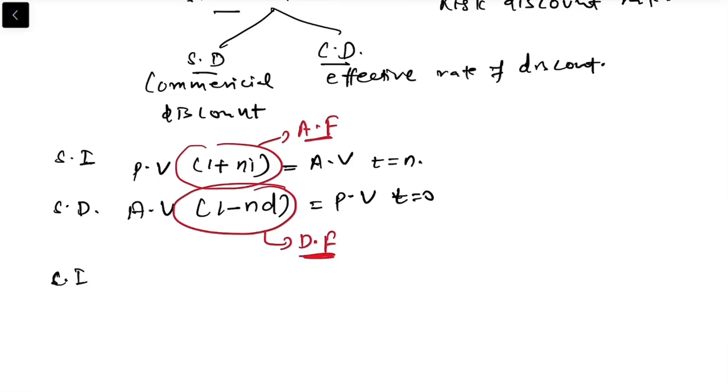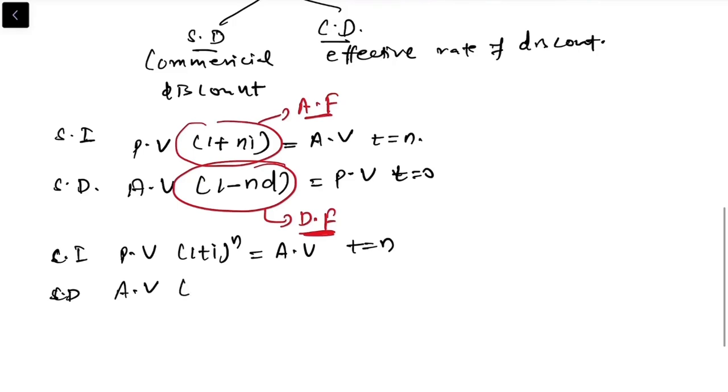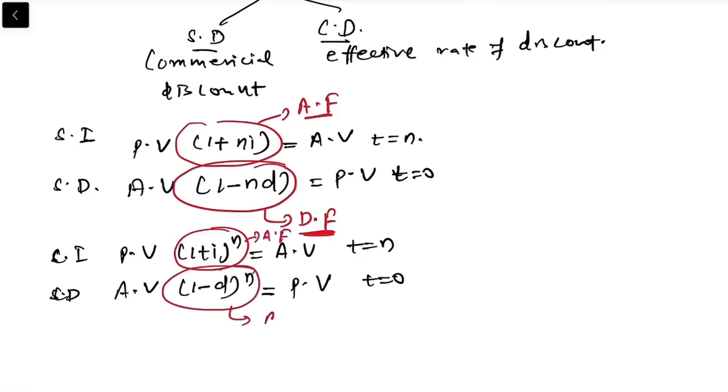Now in compound interest, when present value is multiplied by 1 plus i to the power n, this gives accumulated value at t equals n. And in compound discount, when accumulated value is multiplied by 1 minus d to the power n, it gives present value at t equals 0. So this is the accumulation factor and this is the discounting factor for compound discount. All right.